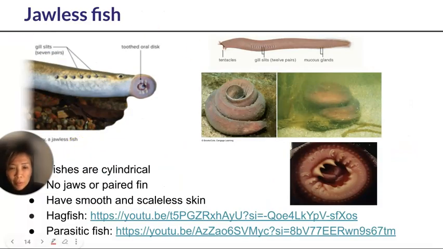So as I mentioned, here are some of the characteristics of jawless fish, right? They're cylindrical, they do not have jaws. So this guy doesn't have a jaw. And then over here, we have the hagfish. You can see that it also doesn't have a jaw. It has a very scary looking mouth though, but it doesn't have a jaw. And both the hagfish here and the lamprey you can see have smooth skin. So here are two different videos that you can watch. The first one is on the hagfish, and the second one, the parasitic fish, is actually the lamprey.